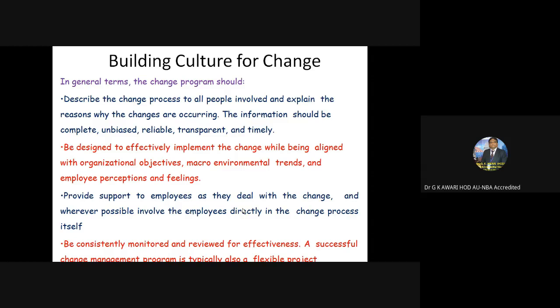It should be consistently monitored and reviewed for effectiveness. A successful change management program is typically also a flexible project. So if any change is being brought, then reviewing and monitoring continuously is also required. If there is no reviewing and monitoring, and we just say "we have made the change," then in that case the change will not be successful. If the education ministry says that we have given the National Education Policy to you, you implement it at your level, and there is no review, there is no monitoring, then NEP 2020 cannot be successful. If it has to be made successful, then right from the beginning, consistent monitoring and reviewing is required for the effectiveness and for building a culture for change.